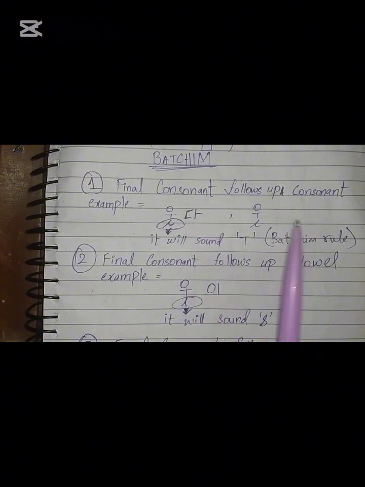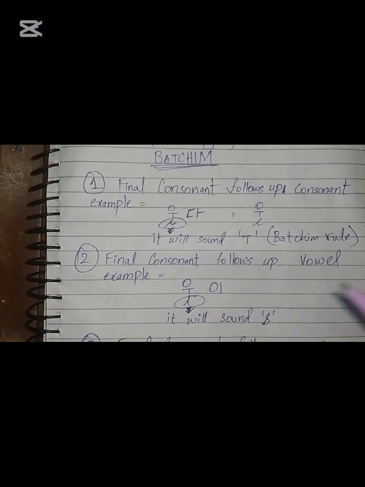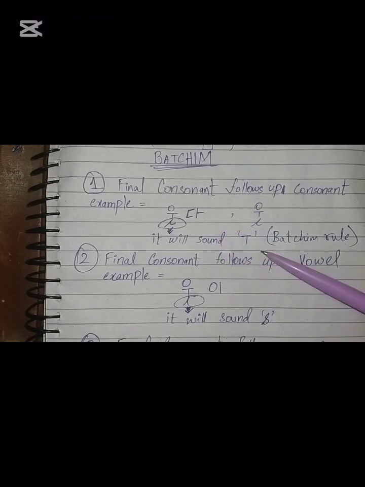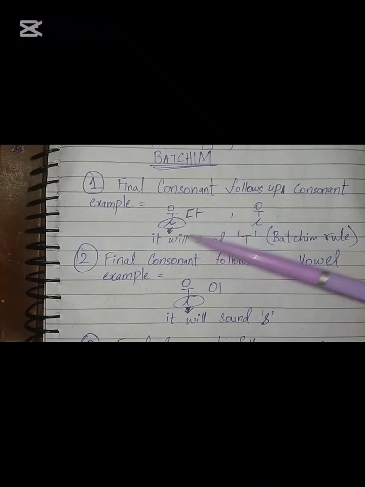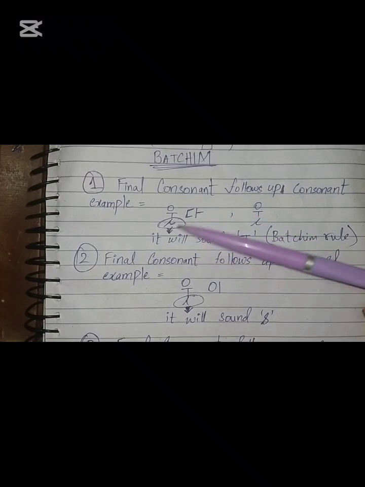So no matter which consonant it is, whenever there is a consonant following the last consonant, the Batchim, it will be pronounced as T. What I mean is, if it is followed by another consonant, then it will be pronounced as T. Then the Batchim will exist. So it will be pronounced as utta. Basically it's T whenever it is followed by another consonant.